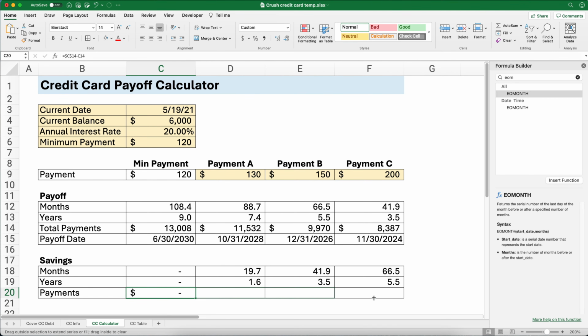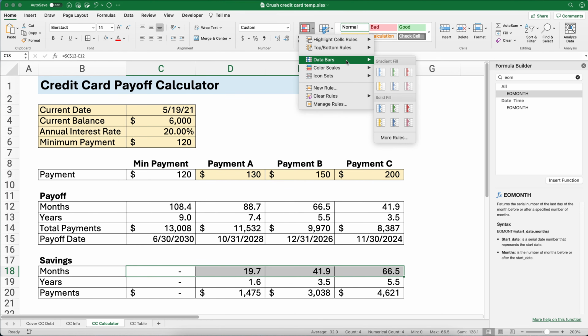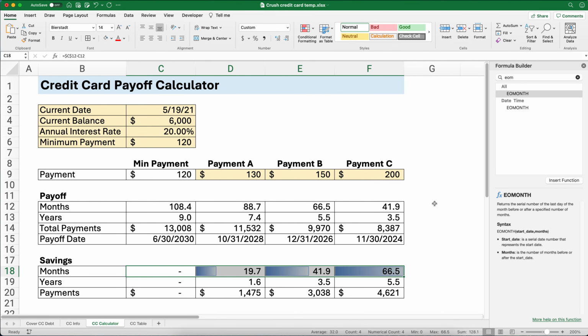But as we copy it across, here's what happens. So what I want you to see is just making a little bit extra, just making $10 extra, or $30 extra, or $80 extra. Then you can save thousands of dollars. You're saving years and thousands of dollars. So let's look at this one. Let's actually calculate this and show a conditional formatting. So I'm going to use color scales to show this, data bars rather. So I'm going to show, you can see there's no savings if you pay $120, but if you pay $130, you're going to save 20 months, 42 months, and 67 months.